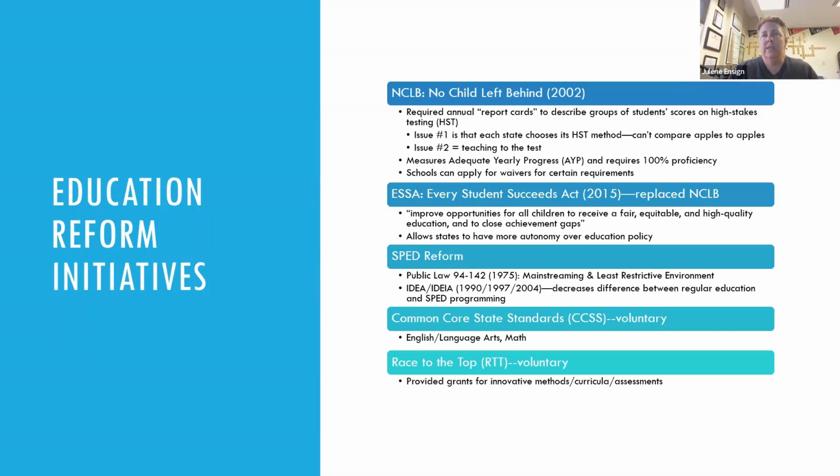You've probably heard of Common Core state standards. These are entirely voluntary. Some states have adopted them, some do not. But this addresses English language arts, math, and gives some benchmarks of where students should be. And then you may have also heard about the Race to the Top, also RTT. It's also voluntary. But what it did is it provided grant money, seed money for schools, districts, and teachers who had some creative ways to help drive curricula and teaching methods and things like that. Basically meant to spur some creative thinking.